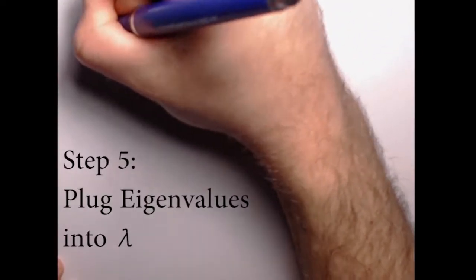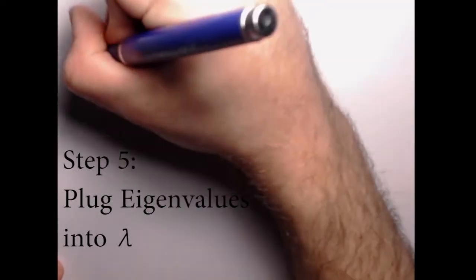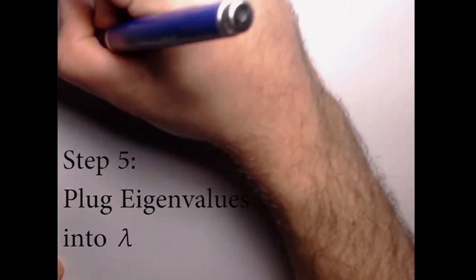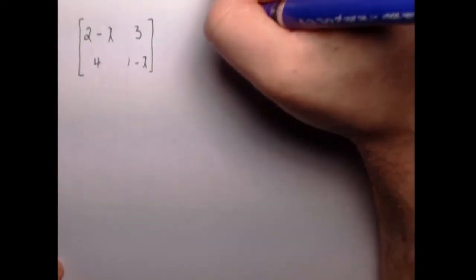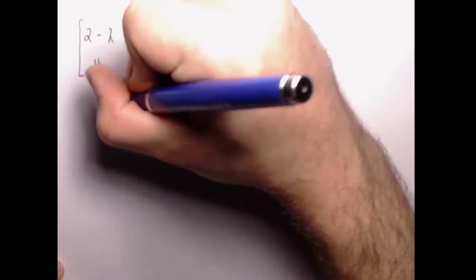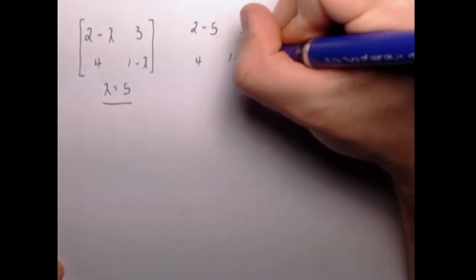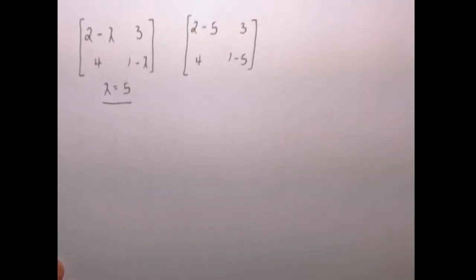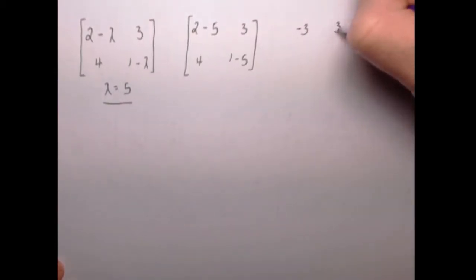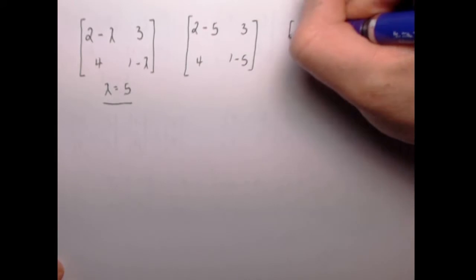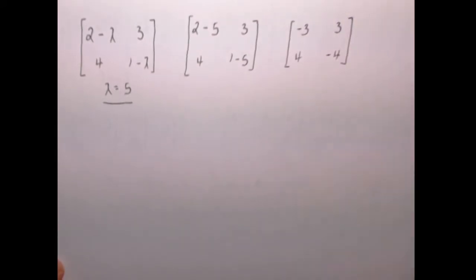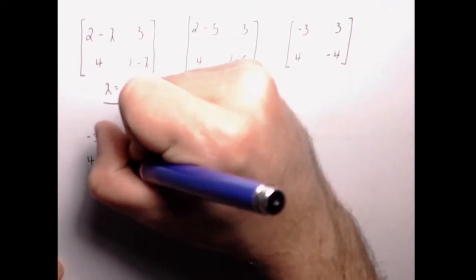We now want to take our eigenvalues and plug them back into our original matrix for lambda. We'll begin with lambda equals 5. That leaves us with the matrix -3, 3, 4, -4. We can now solve for our eigenvectors.